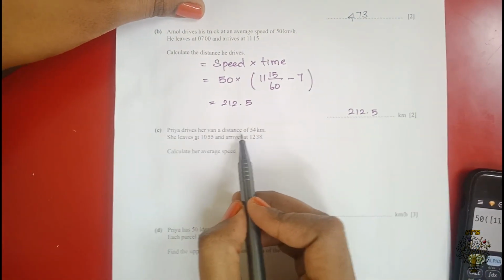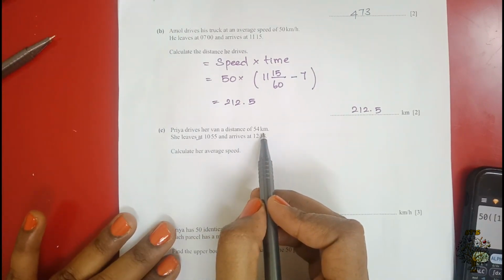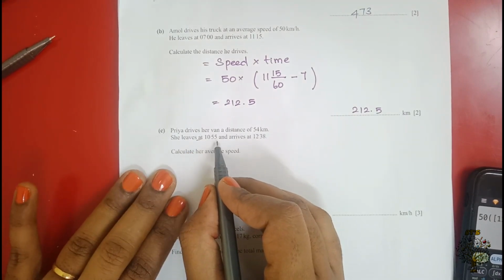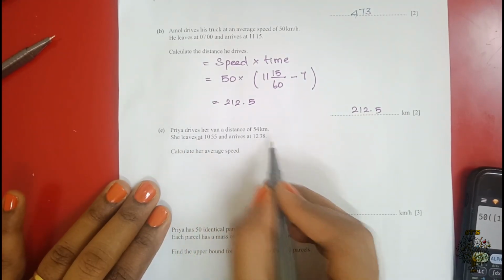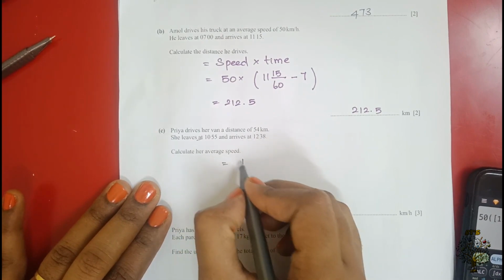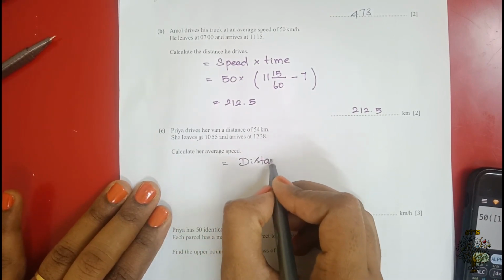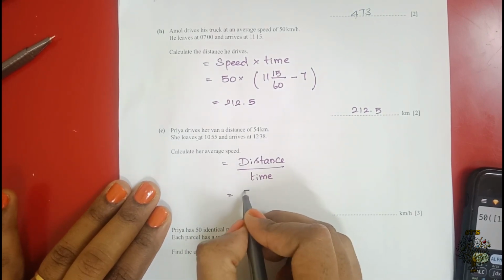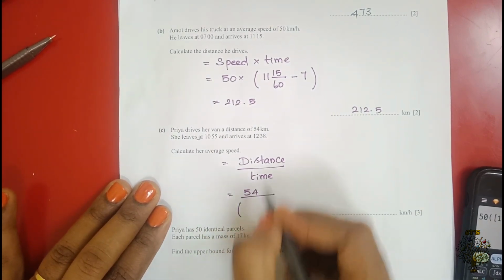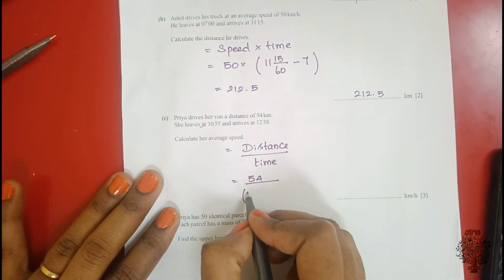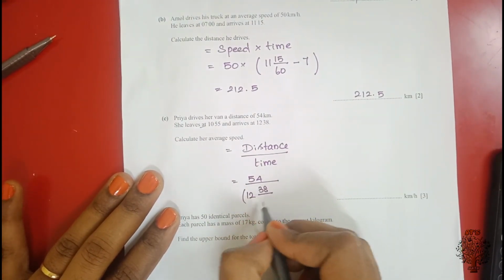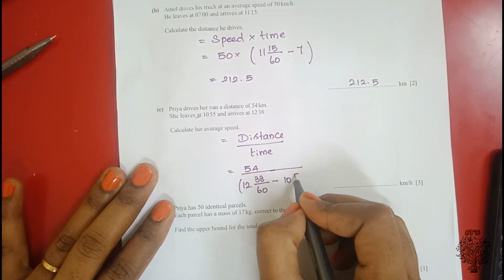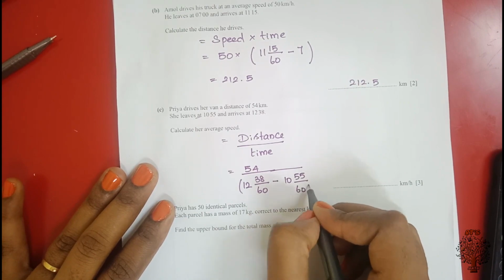Priya drives her van a distance of 54 kilometers. They have provided us the distance. She leaves at 10:55 and arrives at 12:38. So I'm going to calculate speed, which is distance divided by time. The same procedure. Distance is 54 kilometers divided by time, 12:38. 12 is in hours and 38 is in minutes, so I'm converting to hours, minus 10:55, which also needs converting.